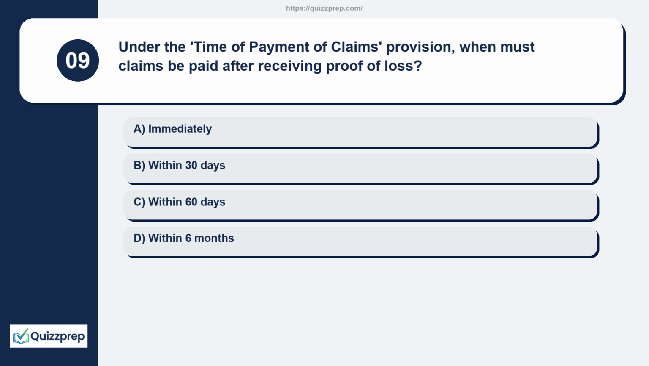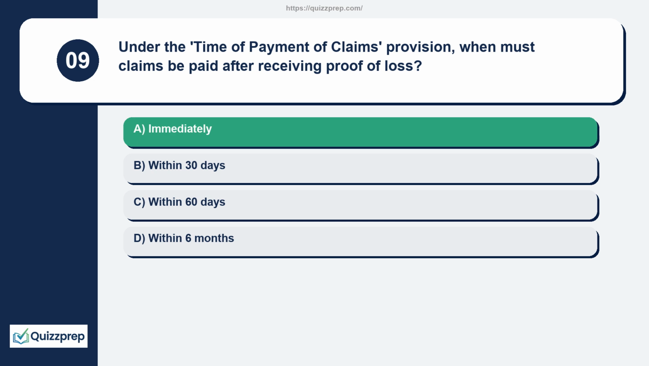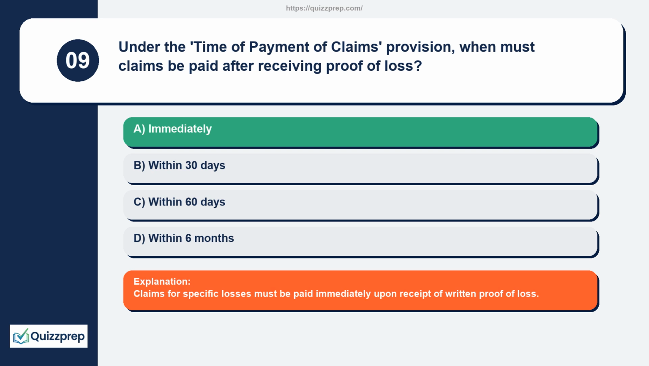Question 9. Under the time of payment of claims provision, when must claims be paid after receiving proof of loss? Immediately. Within 30 days. Within 60 days. Within 6 months. Claims for specific losses must be paid immediately upon receipt of written proof of loss.